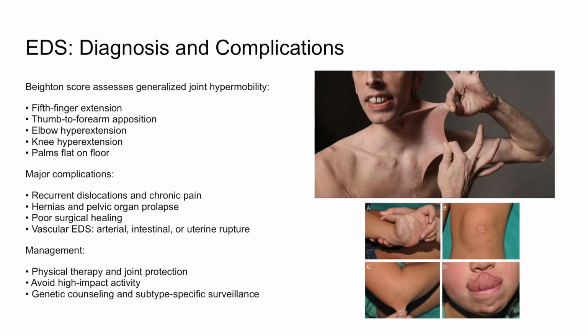However, a high score alone does not diagnose Ehlers-Danlos syndrome. The overall phenotype, family history, and subtype-specific criteria also matter here. So complications include recurrent dislocations, chronic musculoskeletal pain, hernias, pelvic organ prolapse, and poor wound healing. Vascular EDS, or Ehlers-Danlos syndrome, is particularly dangerous because fragile arteries, intestines, and uterus may rupture, and so management emphasizes physical therapy, joint protection, avoidance of high-impact activity, genetic counseling, and surveillance based on the specific subtype.